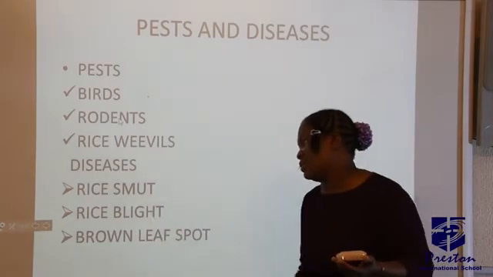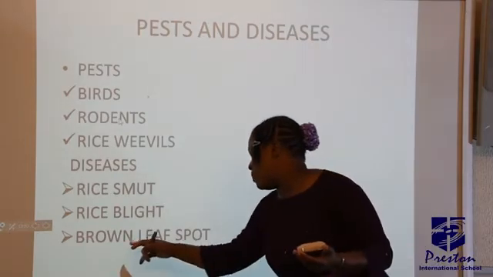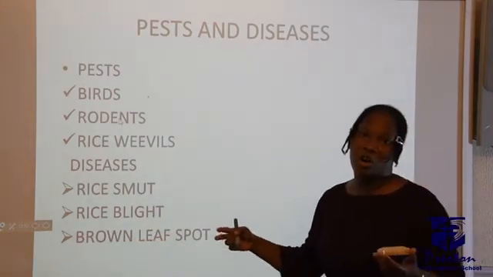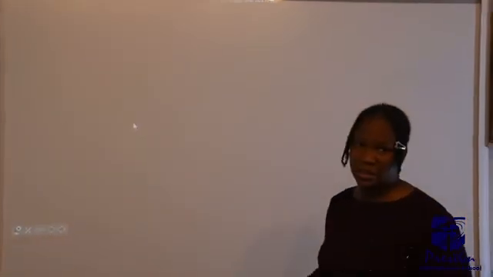Now let's look at the diseases. We have rice smut, rice blast, and then brown leaf spot. In your Google Classroom, you will learn more about some of these diseases.